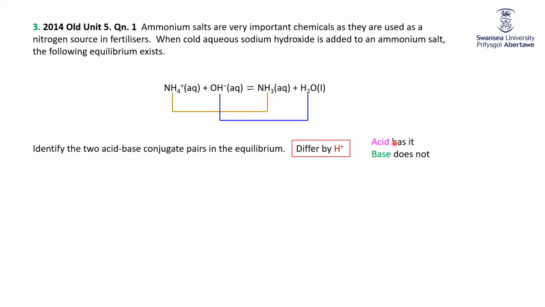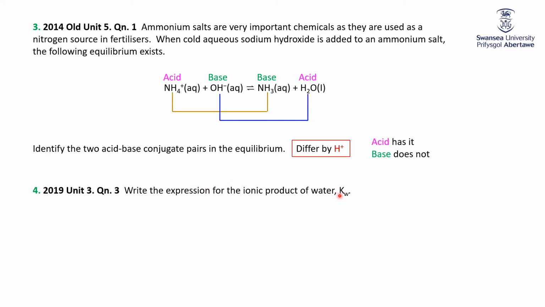If we assign which is the acid, which is the base, they differ by H+. The acid of the pair has it, because when it acts as an acid, it gets rid of the H+, it donates the H+, leaving behind its conjugate base. Thus NH4+ and NH3, the NH4+ is the acid, NH3 is the base, and now OH- and H2O, the OH- doesn't have it, the H2O does have the H+.